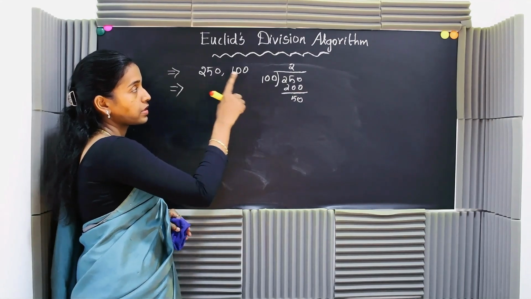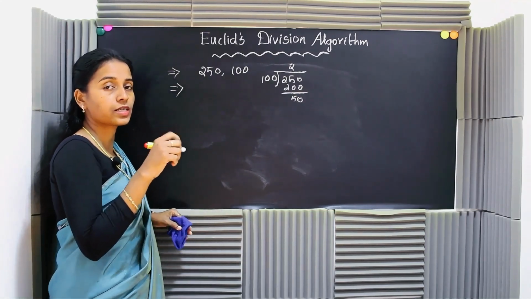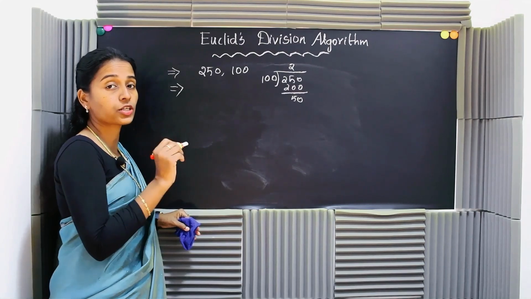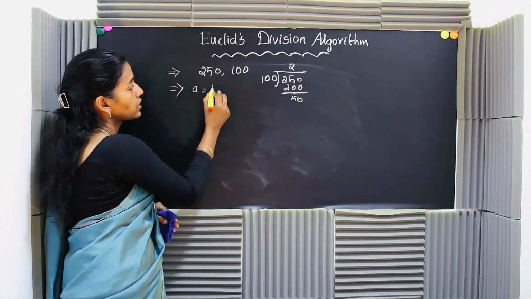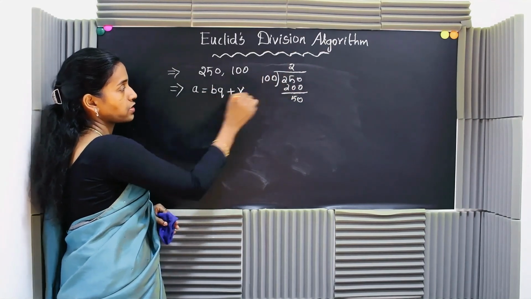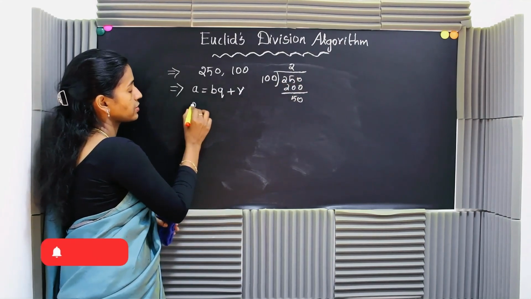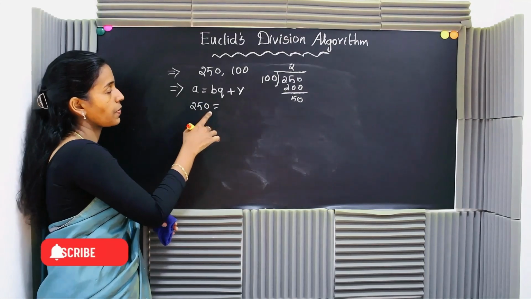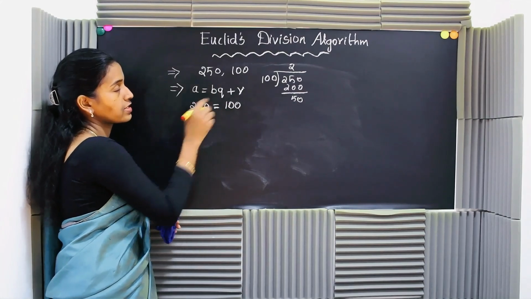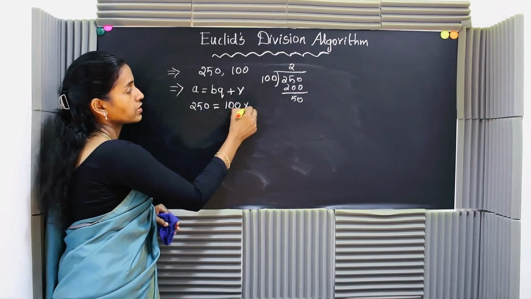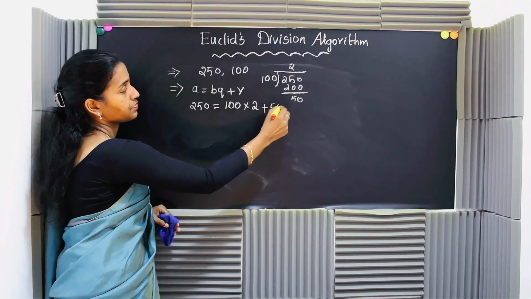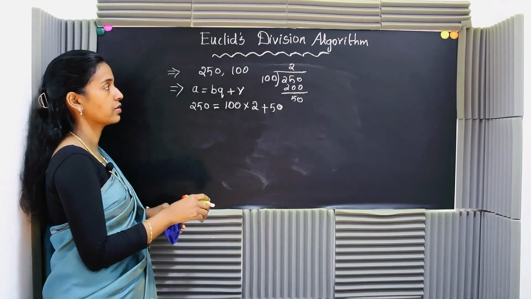In the concept, what did I say? In each step, we should apply the division lemma formula. What is Euclid's division lemma formula? A equals BQ plus R. I'm going to apply the values in this formula. What is A here? 250, right? This is the dividend. And what is B here? B means divisor. We have divisor as 100. And what is Q here? 2. R is 50, right? This is what we have gotten from this.